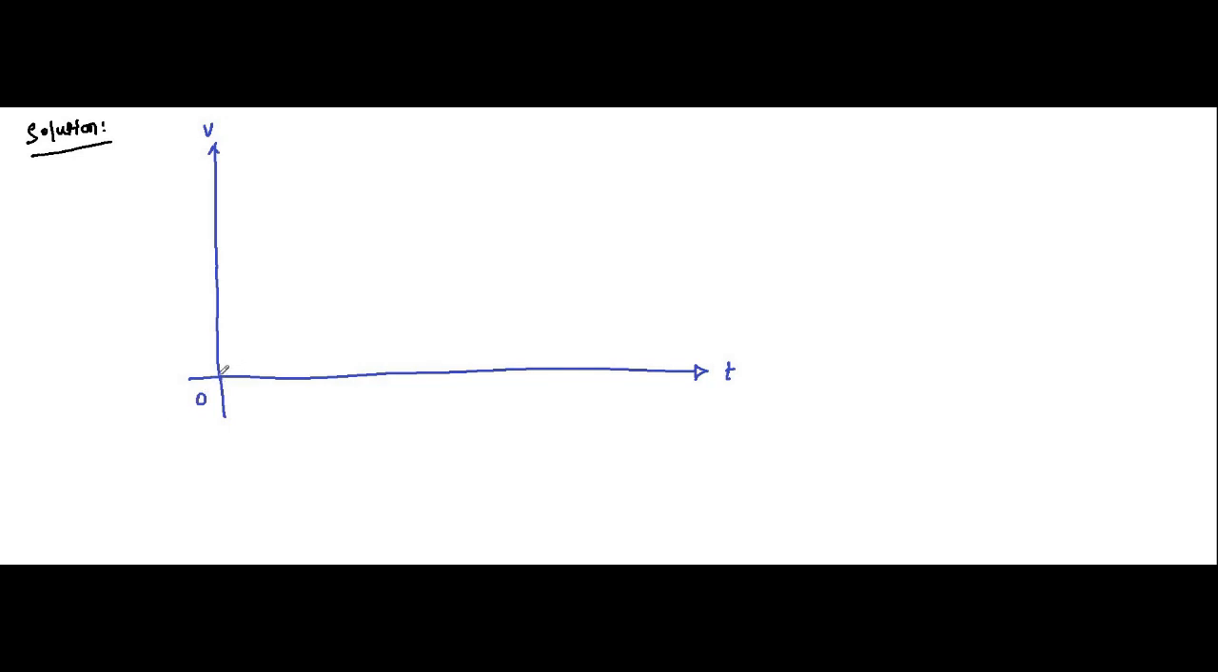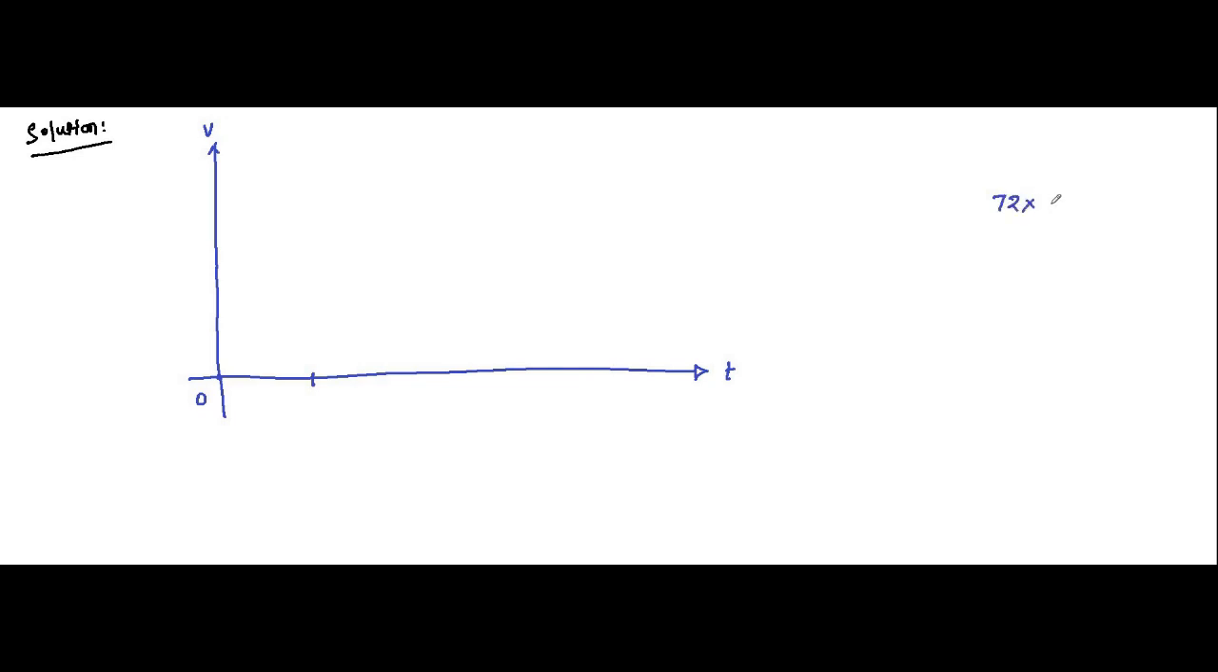So it is said that a body starts from rest, which means at t equals 0, its velocity is 0, and accelerates uniformly. It means constant slope for t equals 30 seconds. So let's say here is the 30-second point. So it accelerates uniformly and it attains a velocity or speed of 72 km per hour.